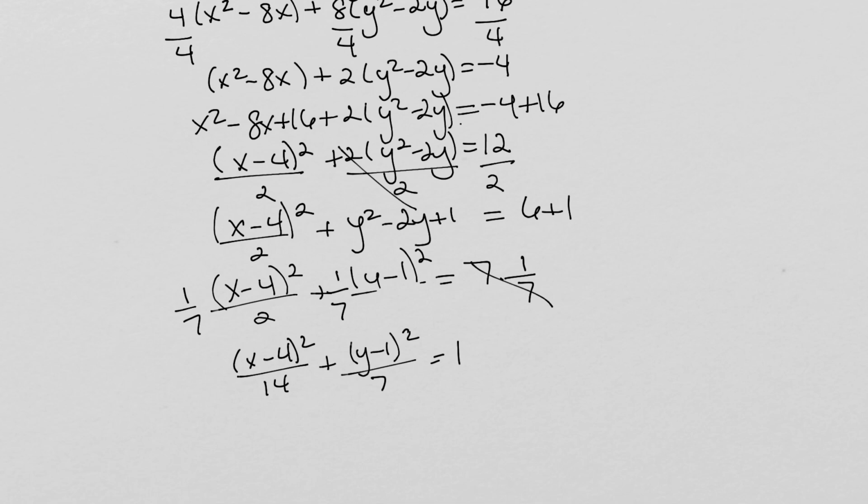So we're next being asked to find the center. Remember, our center comes from h and k. So that tells us that our center for this ellipse is at 4, 1.